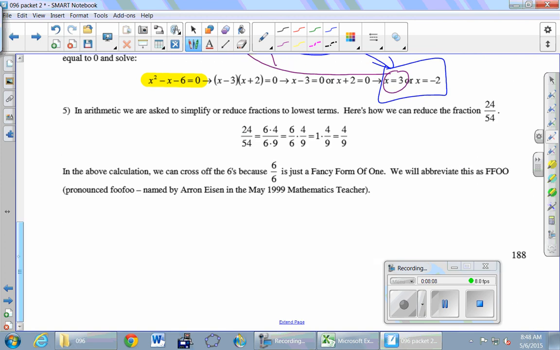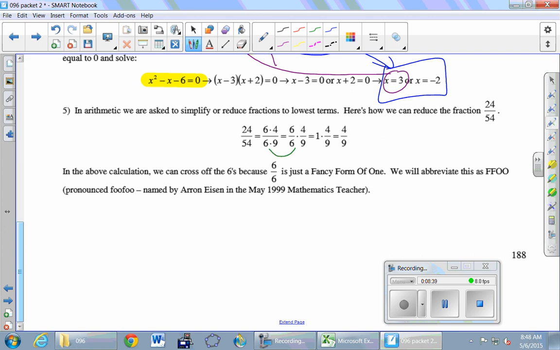So here it is written out. 24 over 54. We're going to factor both of those numbers. 24 is 6 times 4. 54 is 6 times 9. Agree? Now, there are other ways to factor those two numbers, but we chose this factorization because 6 is the largest thing that goes into both 24 and 54. And so do you then buy that we can split this up? Again, this is in slow motion here, but we can split it up into the product of two fractions.